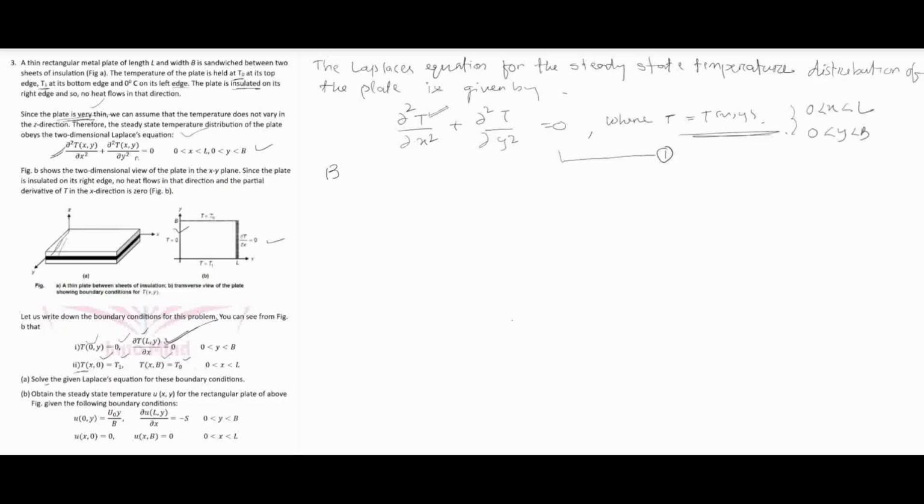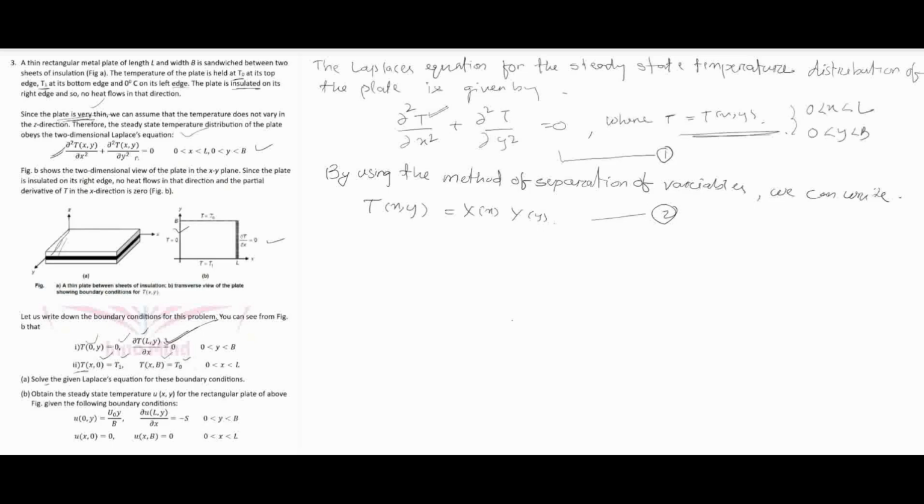By using the method of separation of variables, we can write T(x, y) is equal to X(x) Y(y). This is equation number 2. So X is a function of x, Y is a function of y. We have written like this.